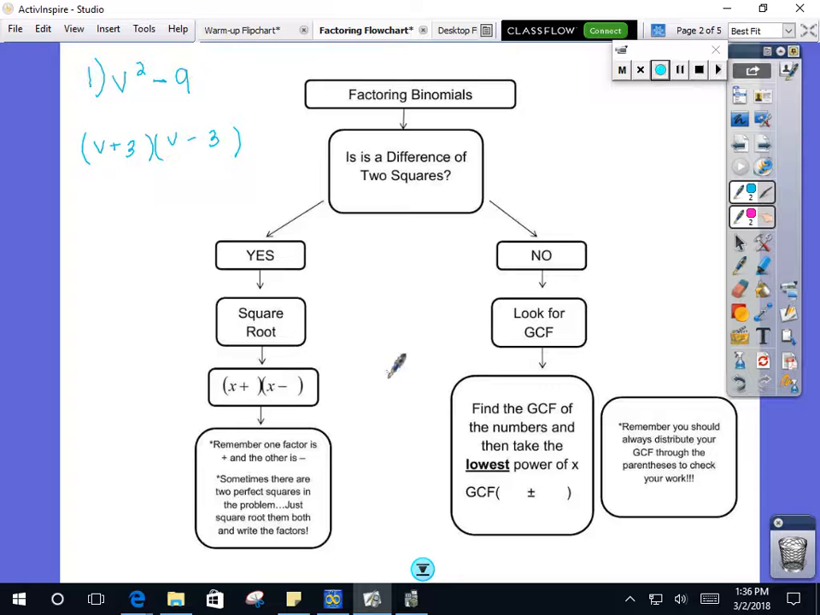Okay, so that's how you do number 1. Those are the factors of v squared minus 9. Okay, let's look at number 2. Are we dealing with a binomial or a trinomial? A binomial. It's only two terms.